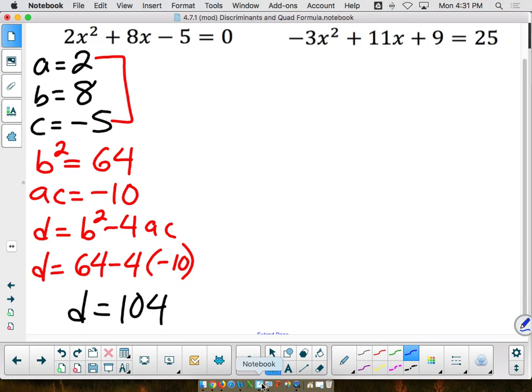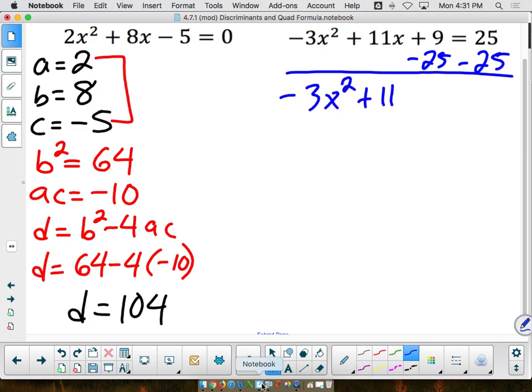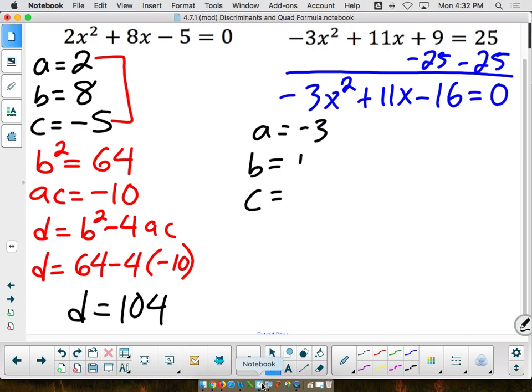For the second one, just like with factoring, the equation has to be equal to 0. So if it's not equal to 0, we need to make it equal 0. So we're going to start here by subtracting 25 from both sides. That gives me -3x squared plus 11x, and that becomes -16, I believe. And now we would do the same thing. What's my A? What's B? What's C? So those are in order: -3, +11, and -16.